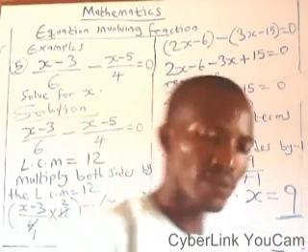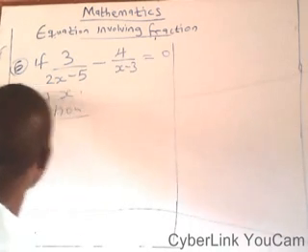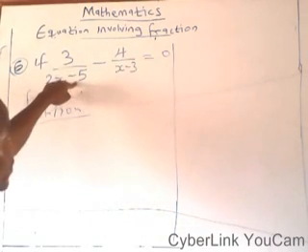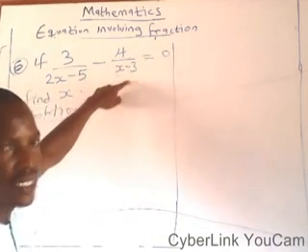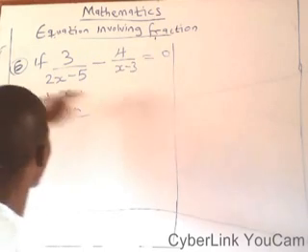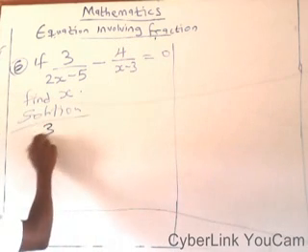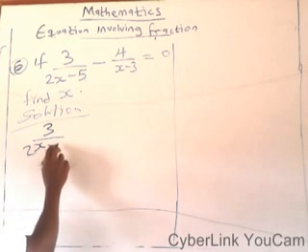The last example, which is question number 6. Example number 6 says that if 3 over 2x minus 5 minus 4 over x minus 3 is equal to 0, find x. Our example number 5 that we just finished, in that case we have something related to this, that is a fraction minus another fraction equals to 0.